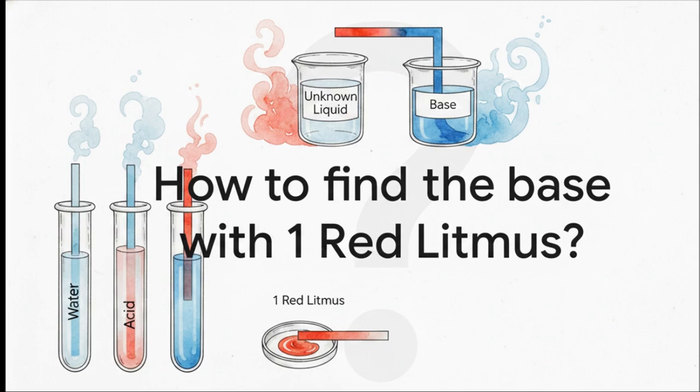You drop that red paper into the tubes, the base will immediately turn the red paper blue. Boom, you found the base. Now you have a blue piece of paper, right? Dip that into the remaining two tubes. The acid is going to turn it right back to red. And the one left over? That's your neutral water. Mystery solved.